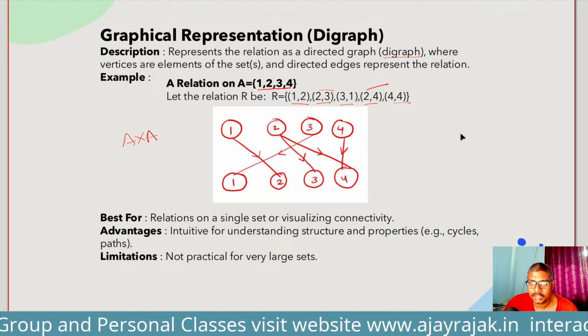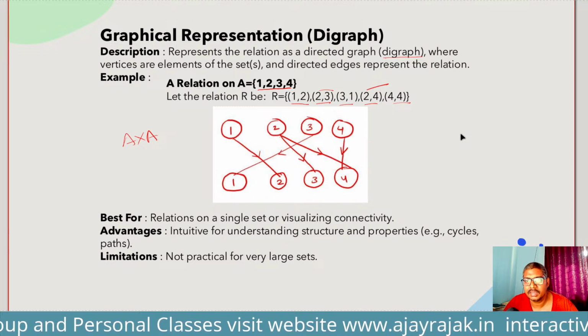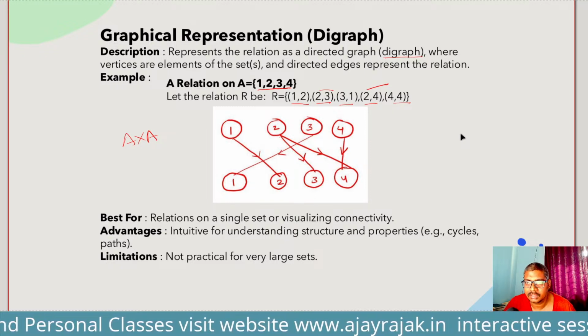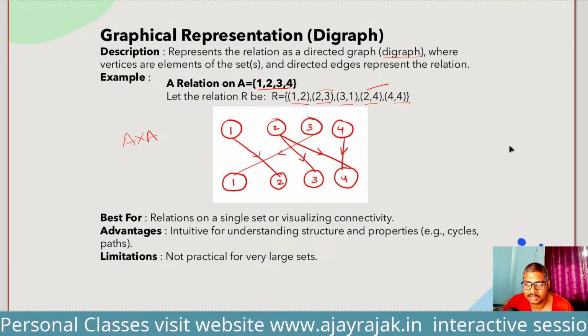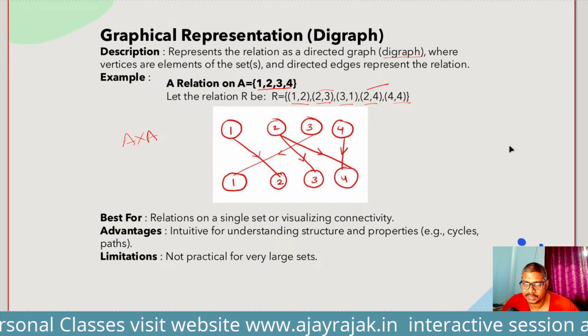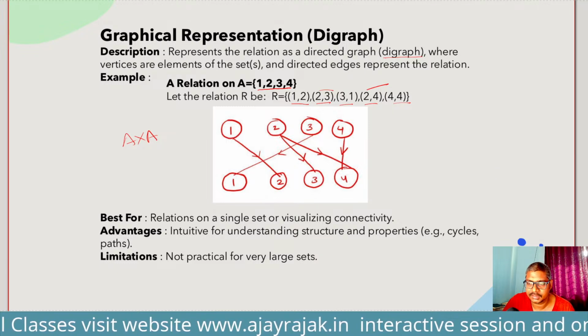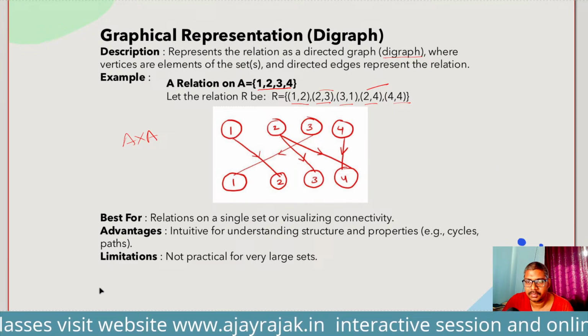Okay. So till here we will keep this class. In the next class we will see what the different types of relations are. This was the representations, and we will see the different types of relations, and then we will understand about functions. Okay, bye.